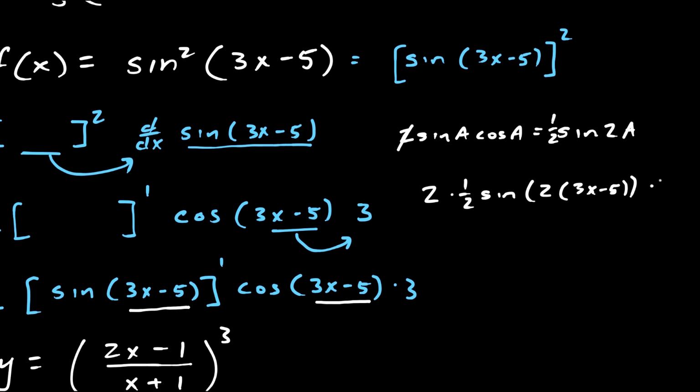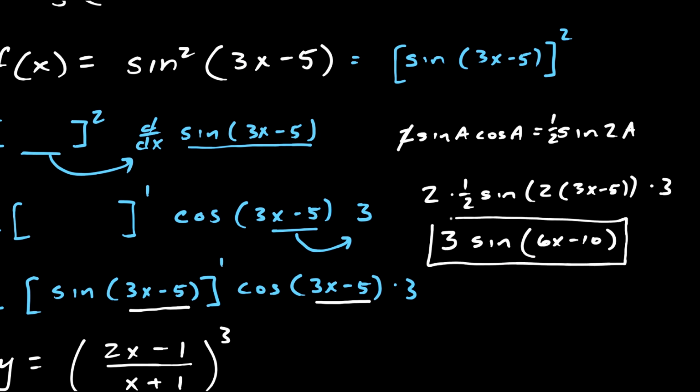And out here we'd have times 3. So you end up with 3 times the sine of, and then we can distribute that if we really want to, and say sine of 6x minus 10. So you may see your answer written differently. Sometimes trig identities will come back to you.